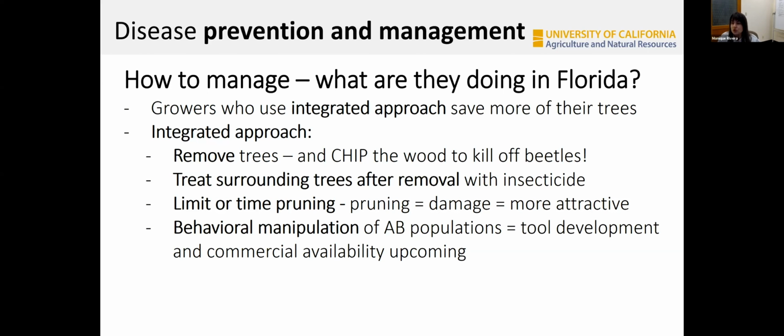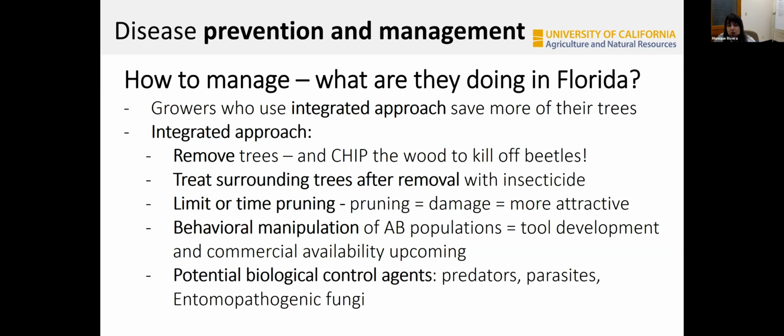But we were basically using a push-pull strategy, meaning that we were using our ethanol lures to pull the beetles in and trap them on traps. And then as well, we were using a repellent to repel them from individual trees that we were trying to protect. There also are potential biological control agents that are under investigation, such as predators, parasites, and entomopathogenic fungi.